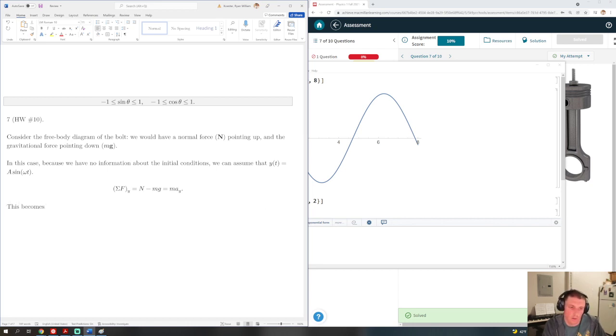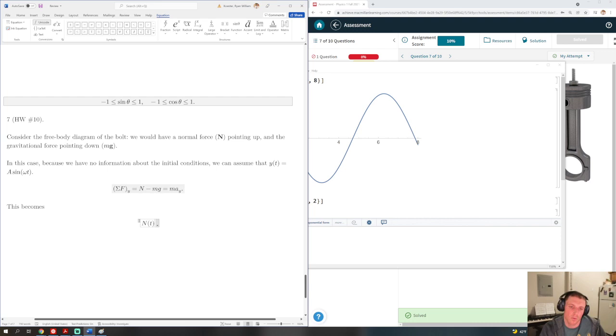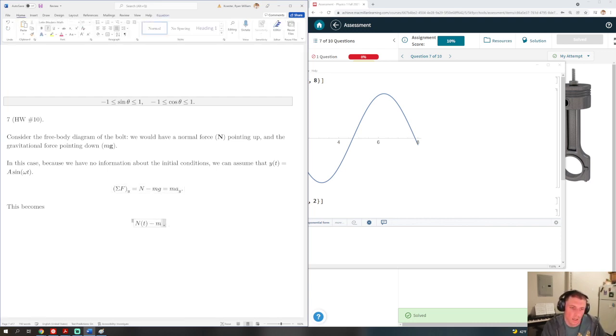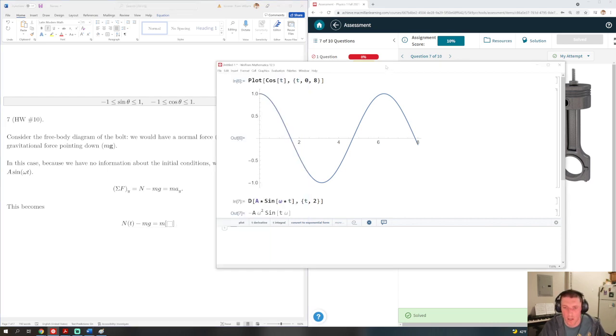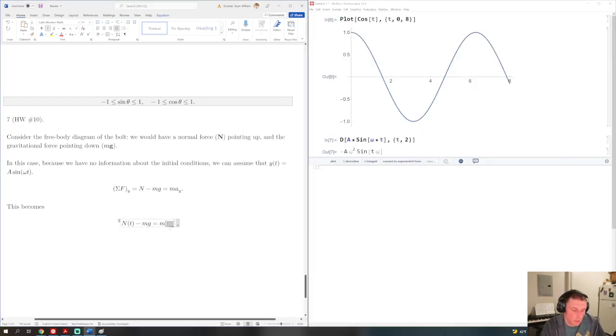This becomes, filling in the details, the normal force, and I'm going to write N of t because it's a function of time, because look, the gravitational force is constant, right? This will always be magnitude mg pointing down. And then I'm going to write m, and then what we found for the second derivative of the y equation, which is -A omega squared sine omega t. Okay, so we're getting somewhere here. And I'm going to write this one more time, clean it up a little bit by basically just getting rid of the brackets. So we could write this as -mA omega squared sine omega t. Okay, so this is our Newton's second law in the y direction.